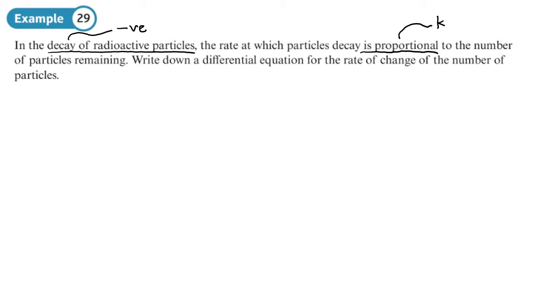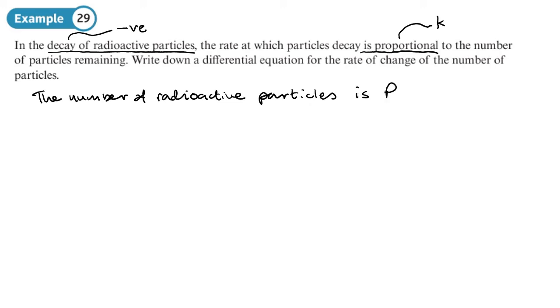So let's say the number of radioactive particles is, let's use P to represent the number of radioactive particles, and we'll use T for time. That makes sense. So now let's work this out as a differential equation.